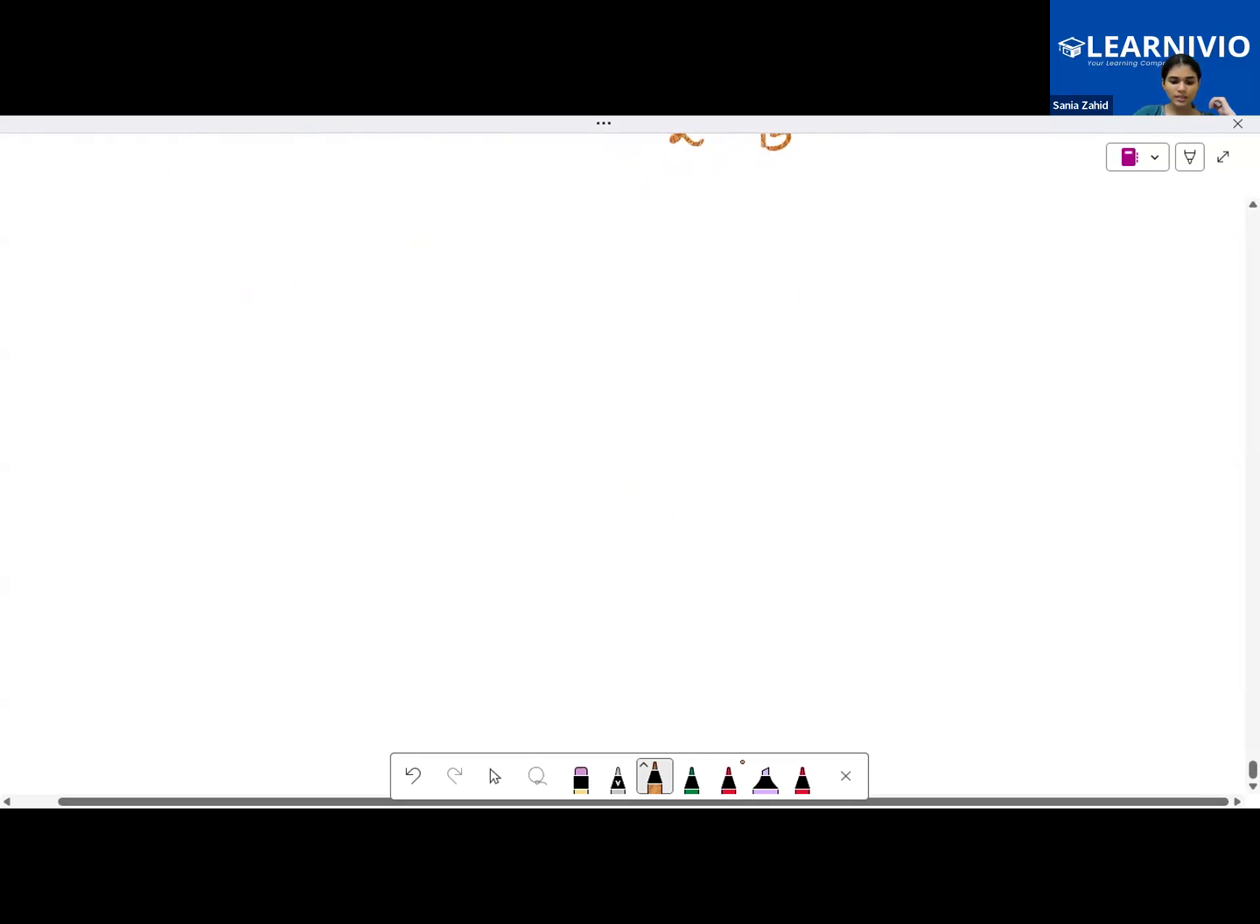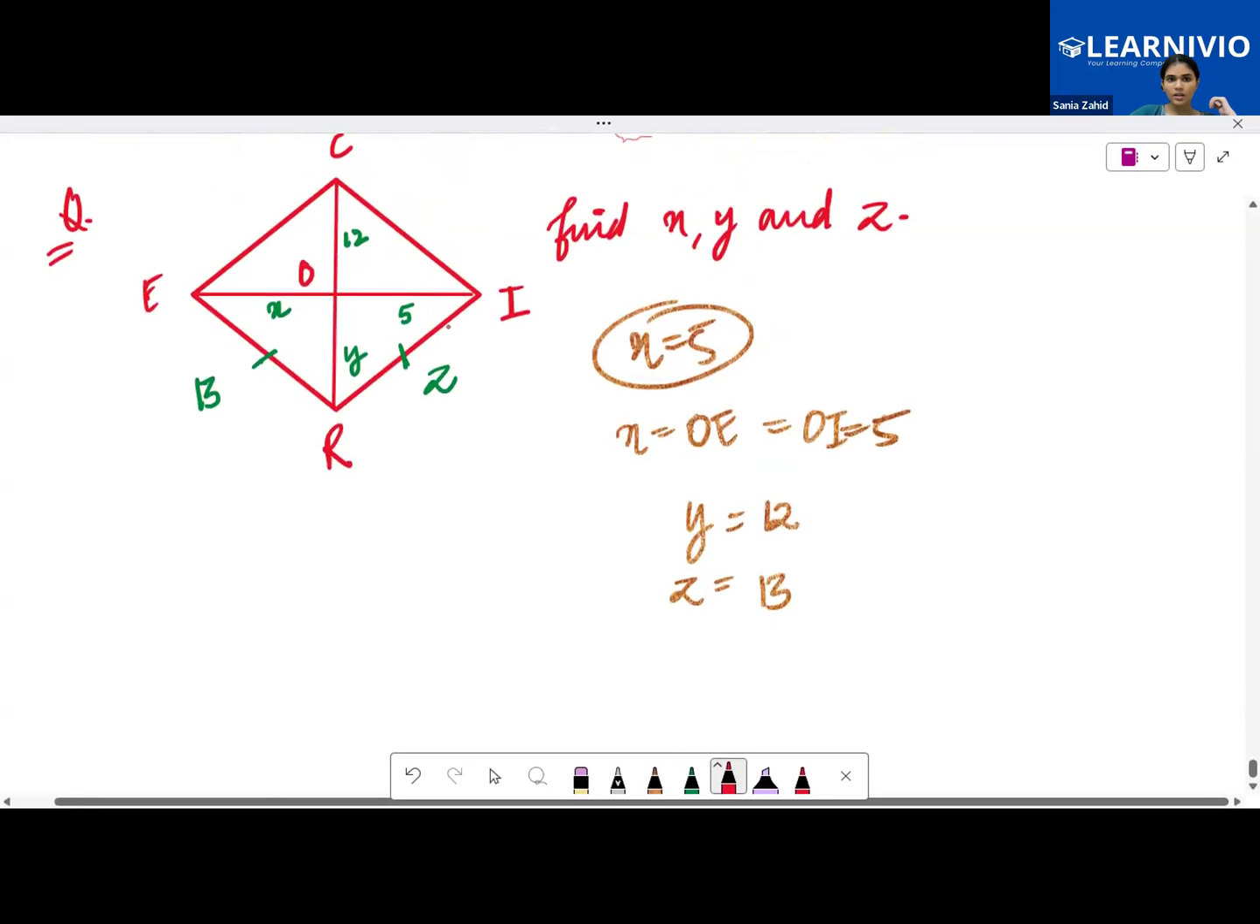I have one doubt, ma'am. How did we get Z as 13? In a rhombus, all the sides are equal. So one side is given to you as 13. All of them are equal, so all the sides will be 13 only.